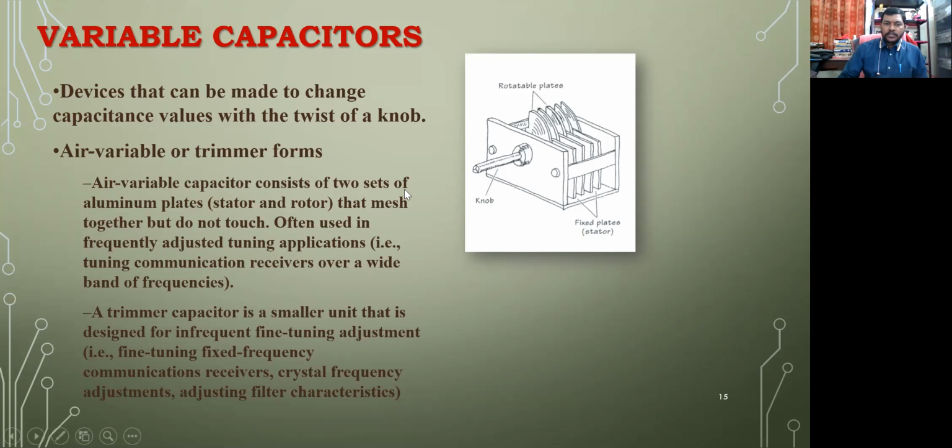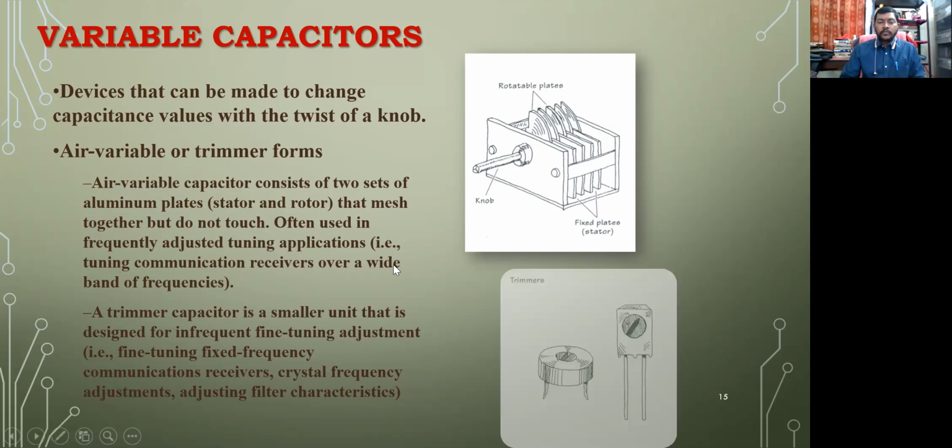An air variable capacitor consists of two sets of aluminum plates, stator and rotor. So these are called the stator, and these are the rotor plates that mesh together but do not touch, often used in frequently adjusted tuning applications. We know that earlier there were radios which were tuned, so if you need to tune some band, we have to rotate those knobs and set at a particular channel, right? So accordingly, we used this. We were using this sort of connection for telecommunication systems.